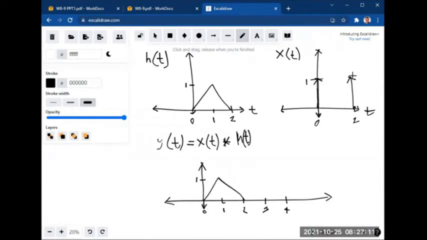Also, we have an input signal at time 2. Therefore, the impulse response will also be activated at time 2. So this is now our convoluted signal y of t.